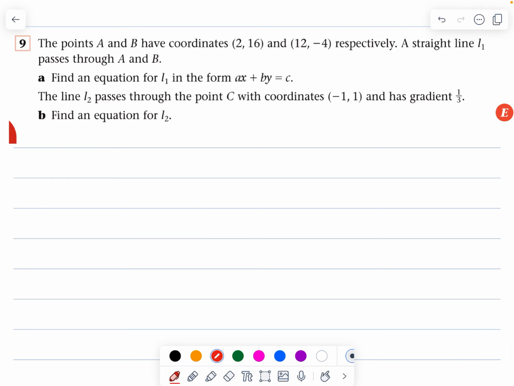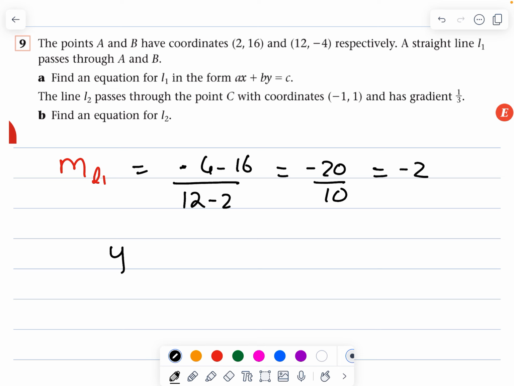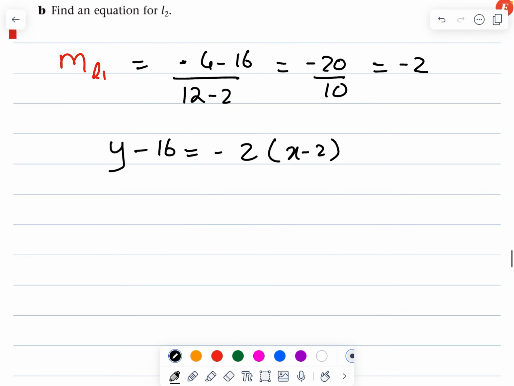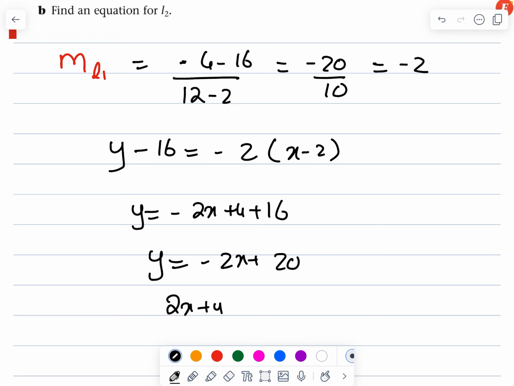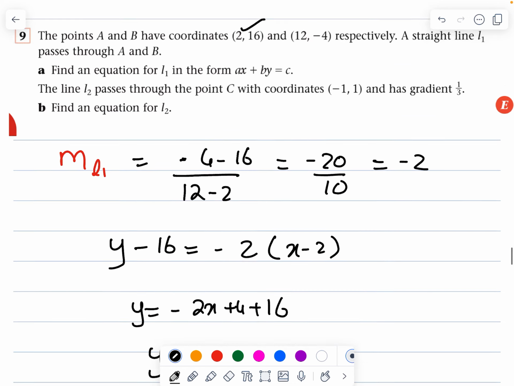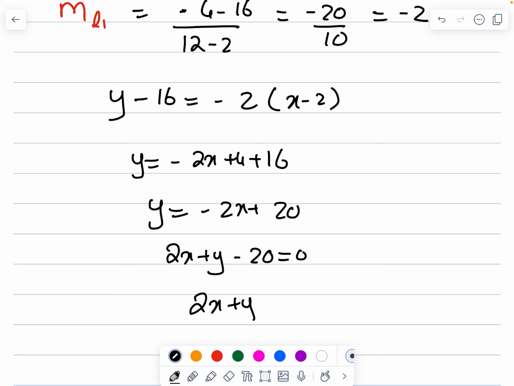Question number 9. The points A and B are given, find the equation of the line L1. So the gradient of L1 is y2 minus y1 upon x2 minus x1. So minus 20 upon 10, which is negative 2. So y minus y1 equals m times x minus x1. So y equals negative 2x plus 4 plus 16. Y equals negative 2x plus 20. Bring all the terms to one side. So you get 2x plus y minus 20 equals 0. Or else 2x plus y equals 20.